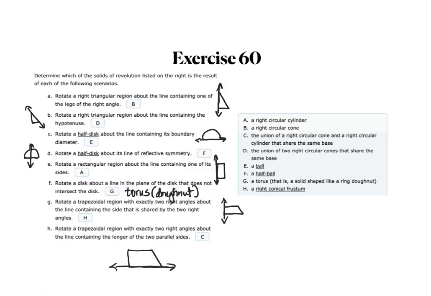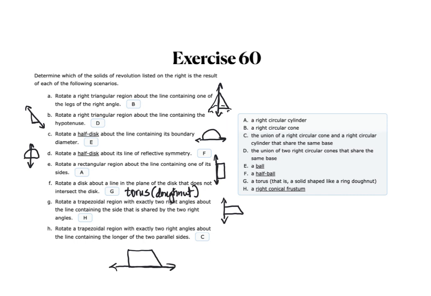Okay, here are the answers. If we rotate a right triangular region about a line containing one of the legs of the right angle, what we end up getting is a cone. So you can imagine that if I rotate this around, I'm going to end up with that cone figure, and it's going to be like that.